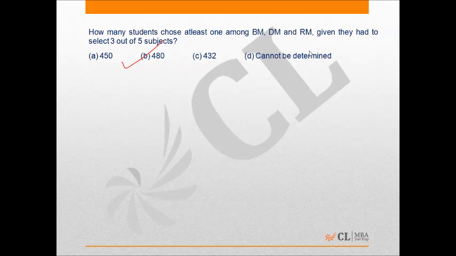Now coming to the last question. Here we have to find how many students choose at least one among DM, BM and RM, given they had to select 3 out of 5 subjects. We have already discussed each of the 480 students had to pick at least one out of these 3 subjects. So the answer of this question has to be the total number of students, that is 480, which is option B.